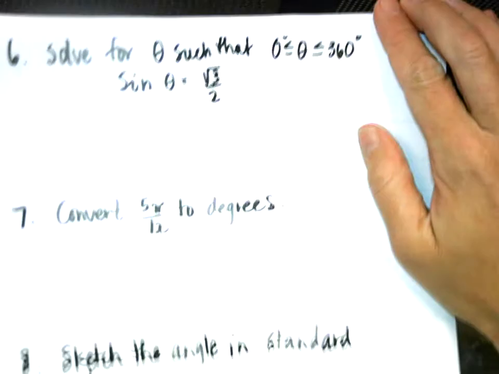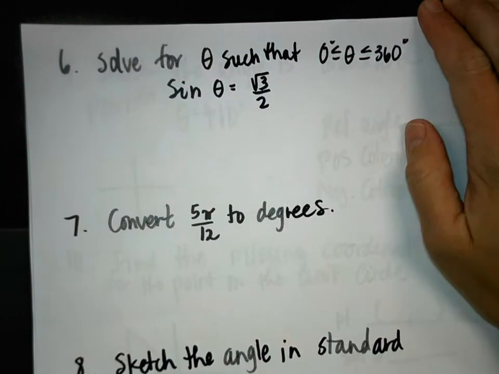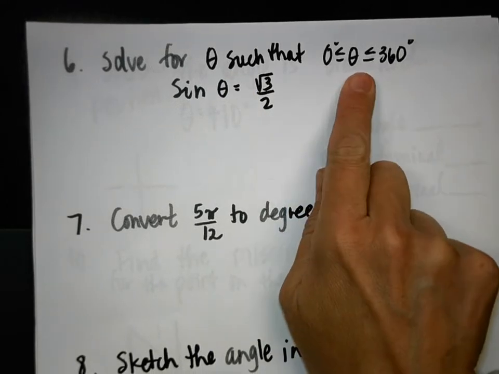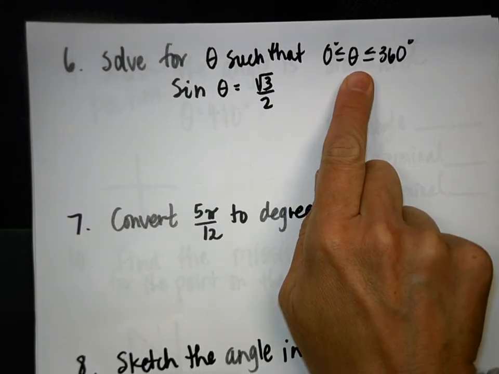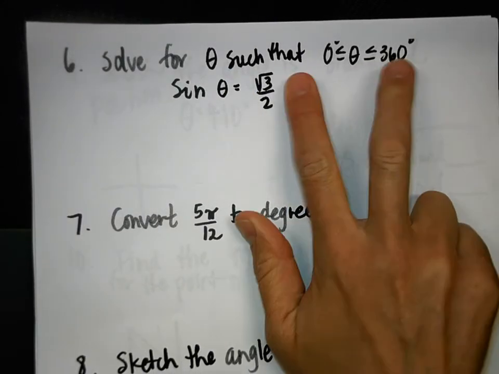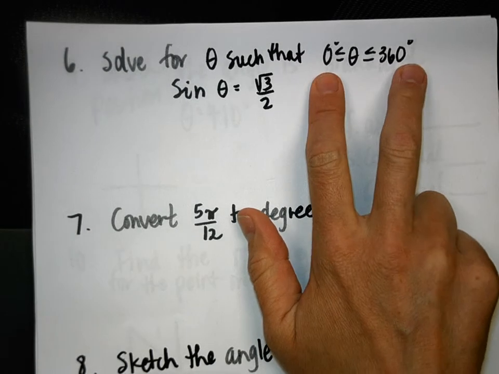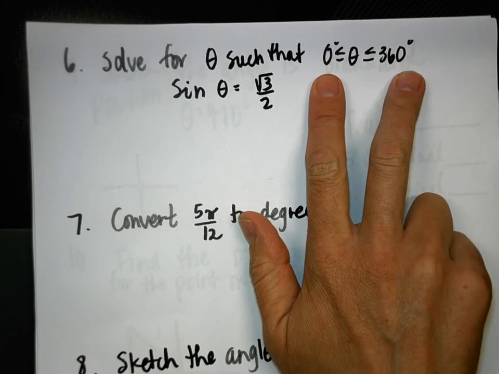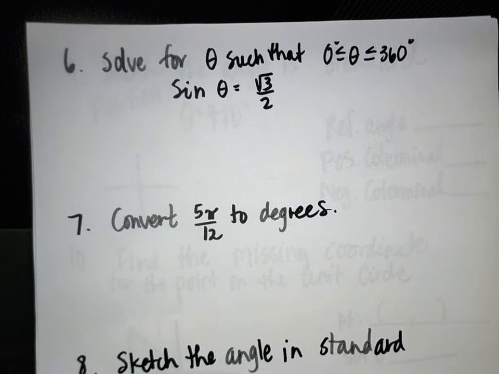Okay, number 6. This says solve for theta, such that 0 is less than or equal to theta is less than or equal to 360 degrees. So all this means is that they want to know the angle that's between 0 and 360 degrees. A couple things to think about here.